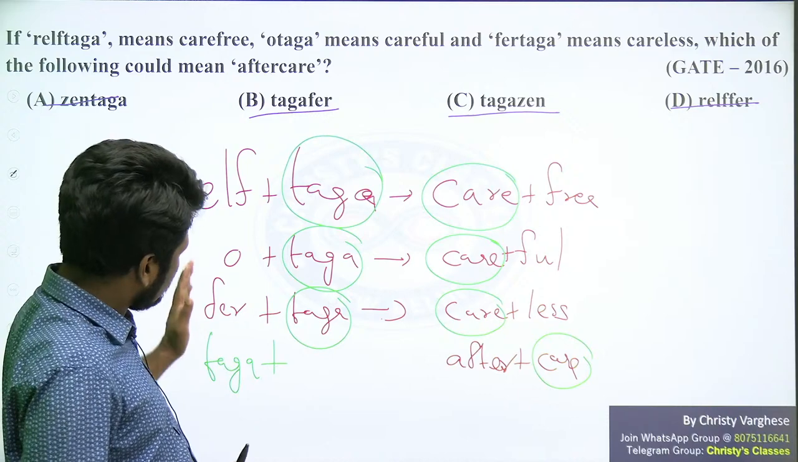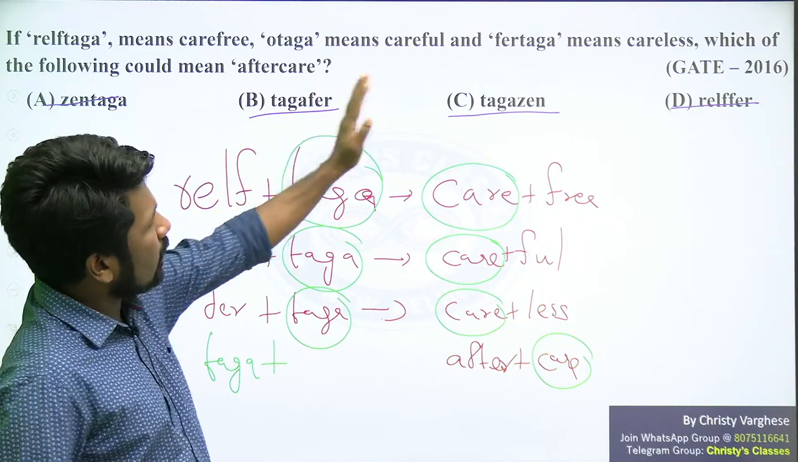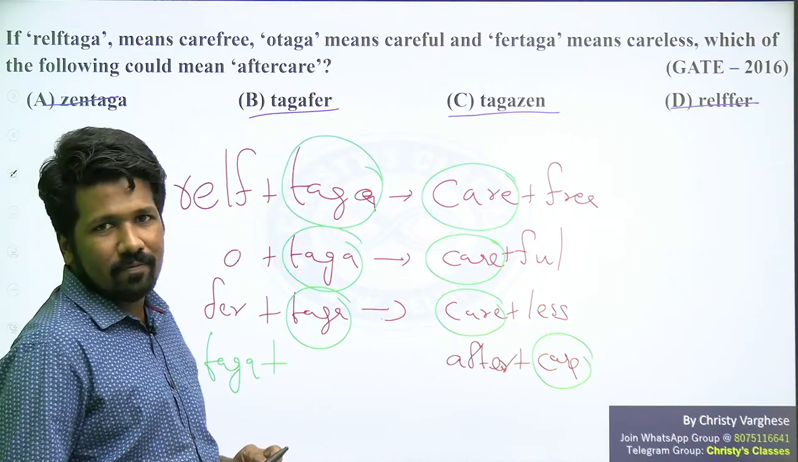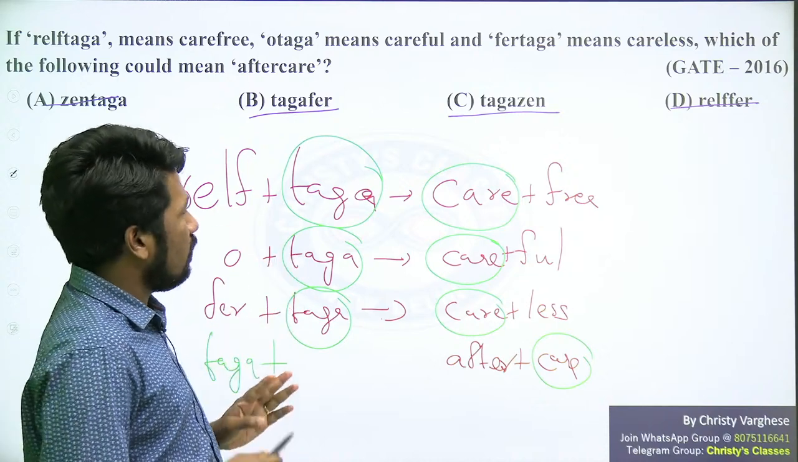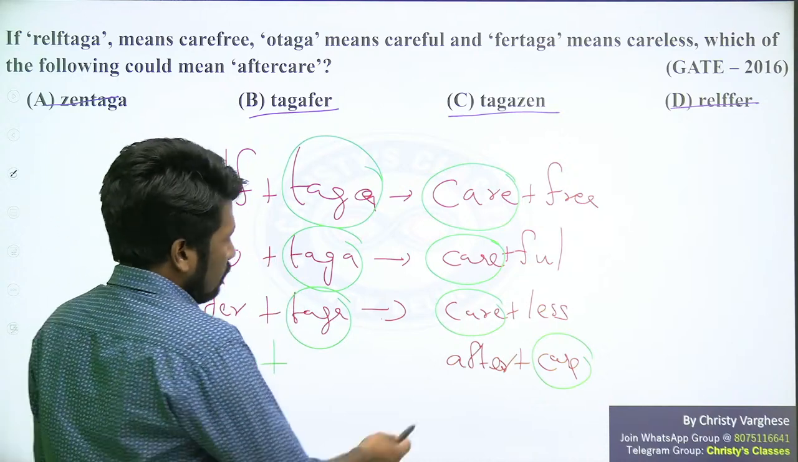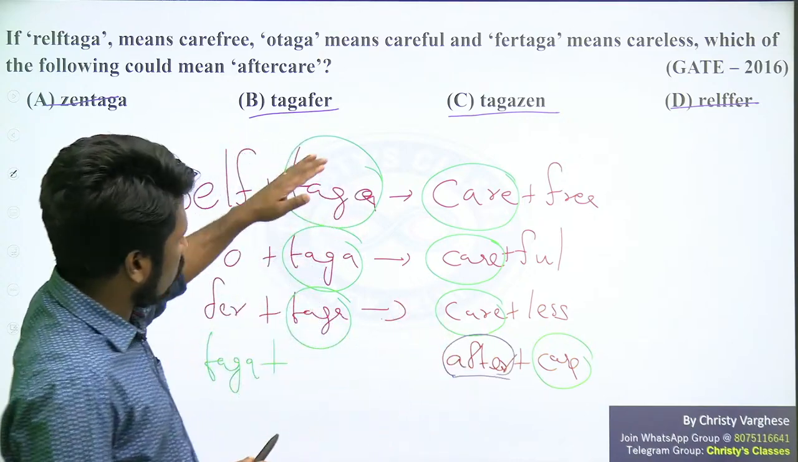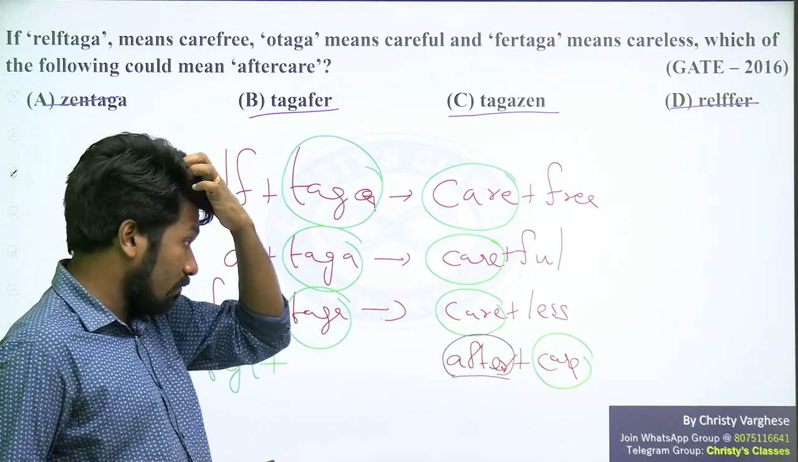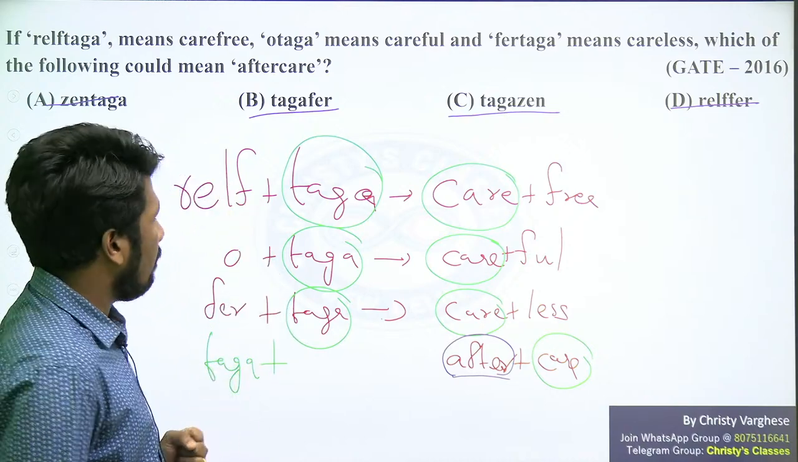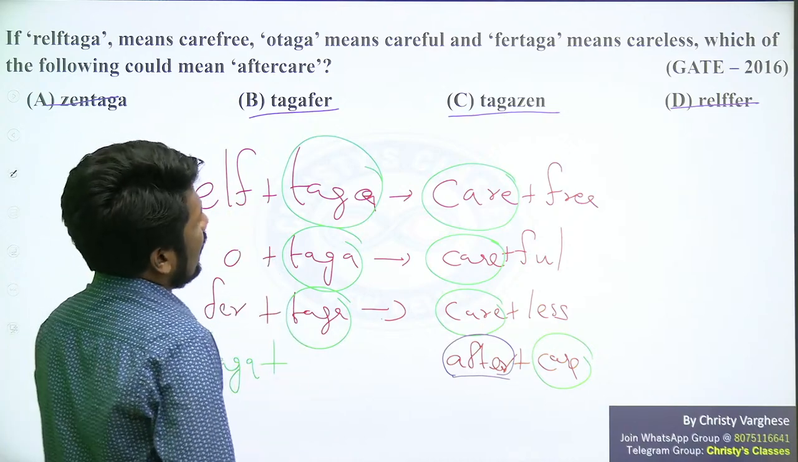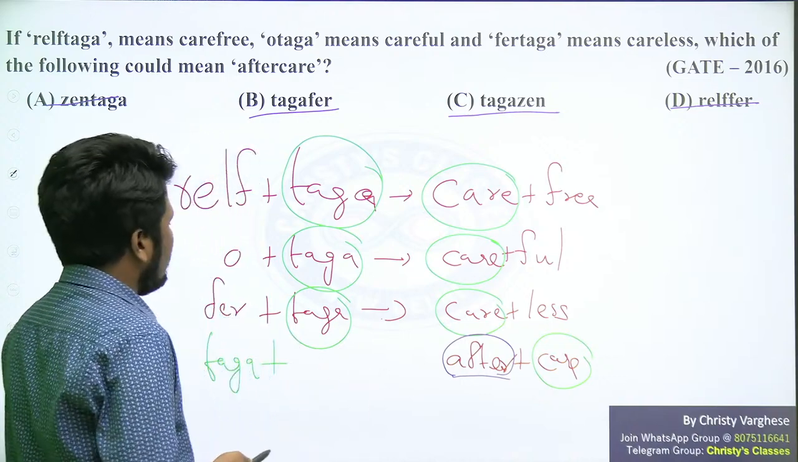Here look at this. So for TAGA, two options are there. We need to eliminate one more option. Why do we need to eliminate one more option? Because we don't know directly what is the code for after. Nowhere it is written what is the code for after. So that is a problem. But we can clearly say that TAGA for cannot be the answer.